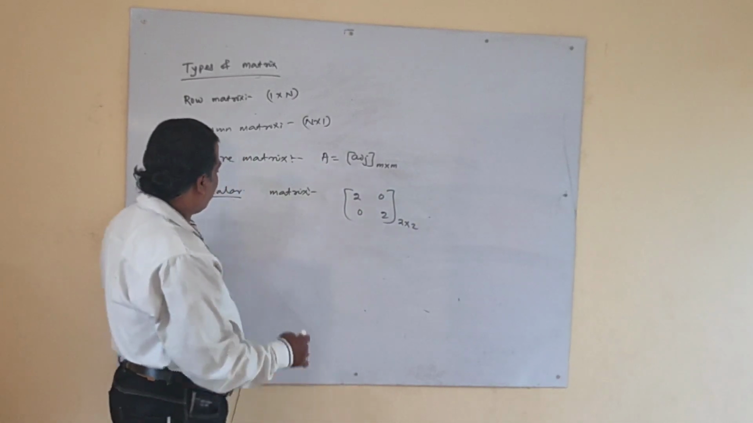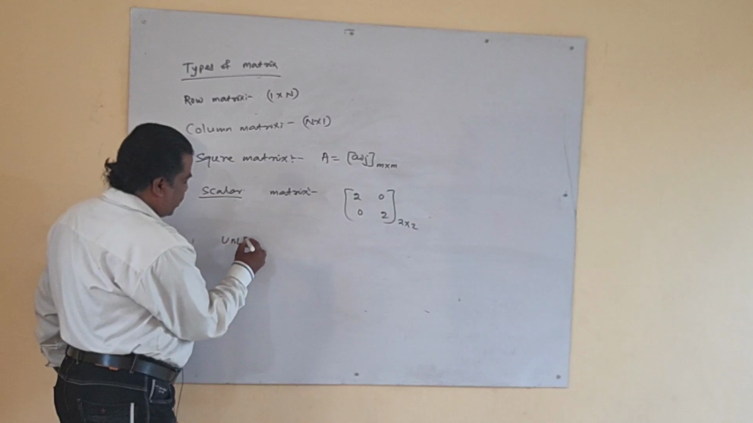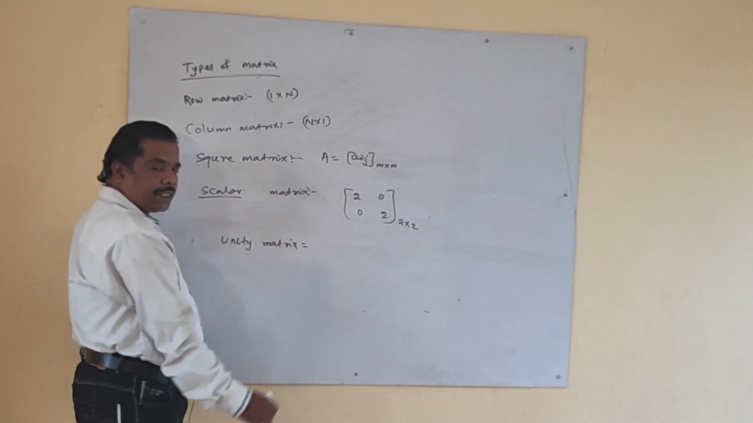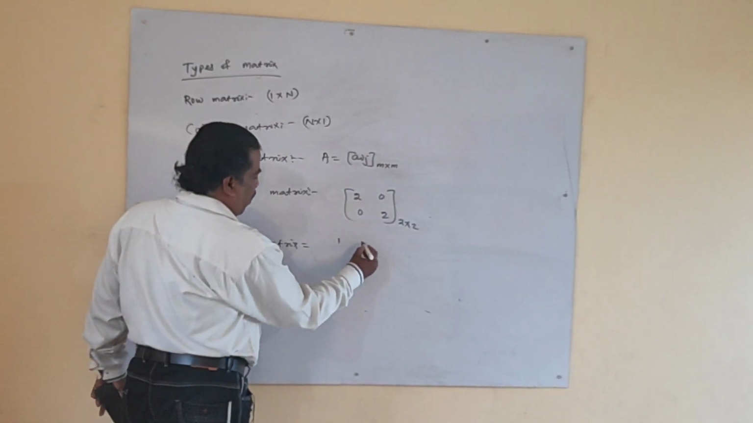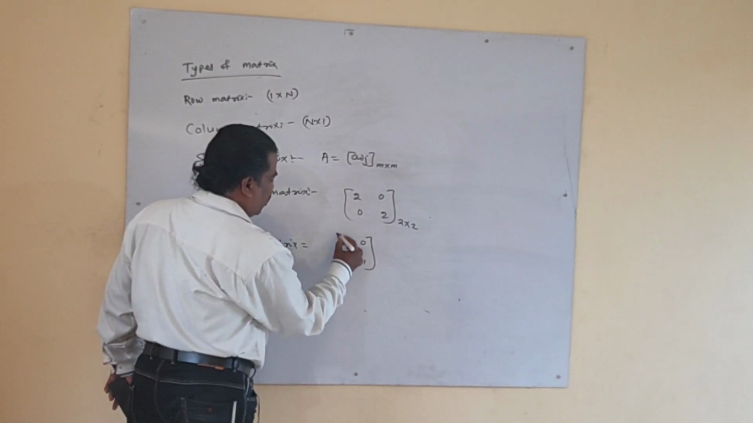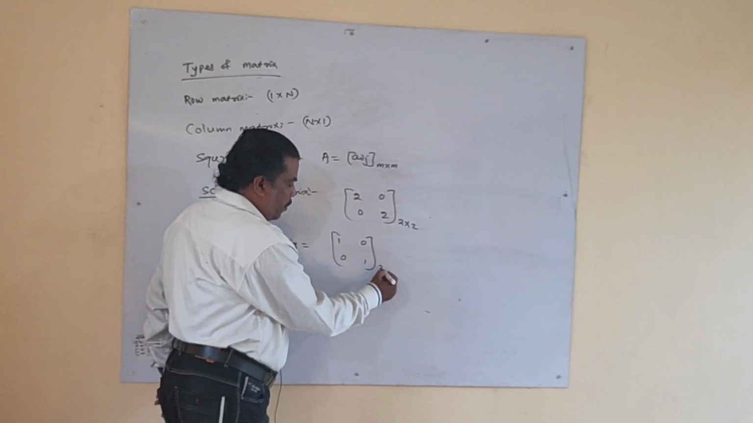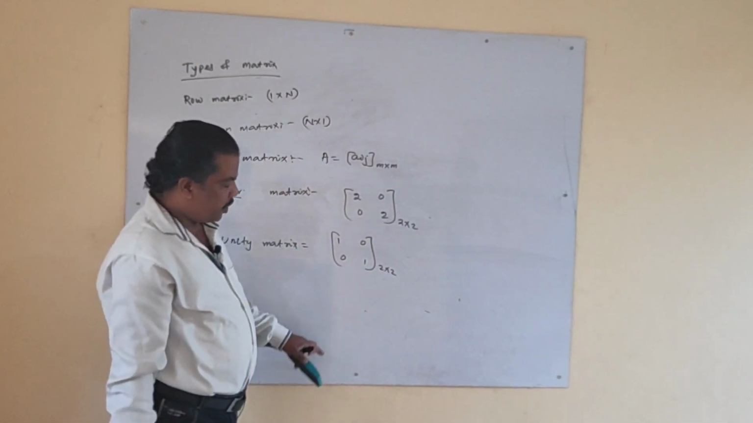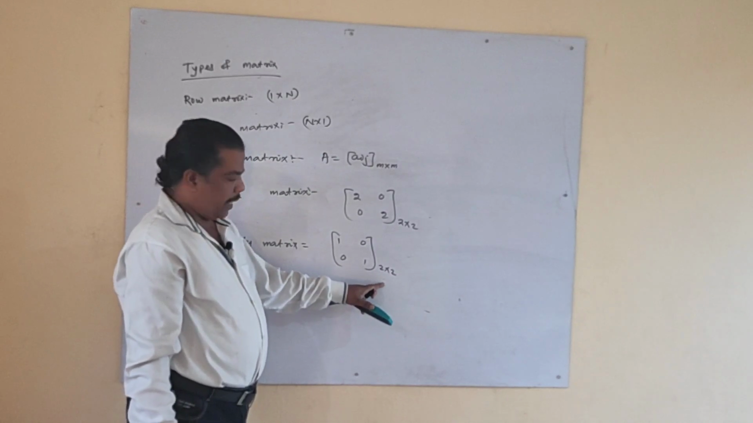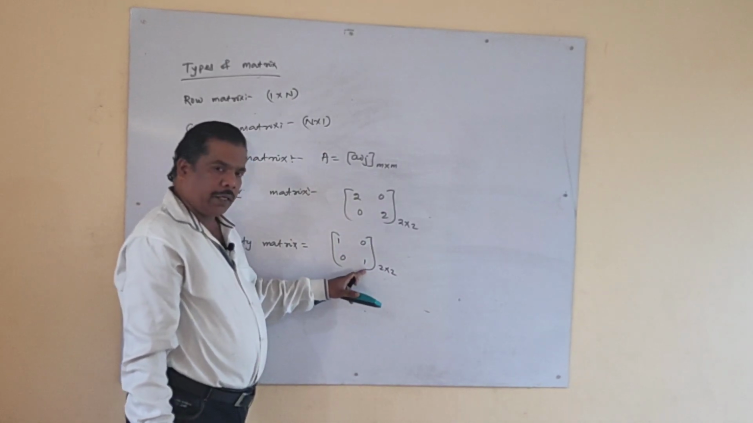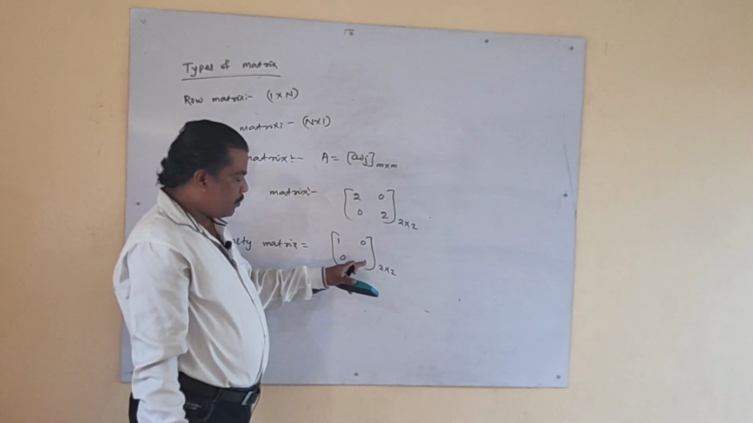If the elements are equal to unity, it is called a unit matrix. Unit matrix, as for example 1 0 0 1. So it is a unit matrix. It is a square matrix. Number of rows equals number of columns. It possesses 2 rows and 2 columns. And except the diagonal all elements are 0 and the diagonal elements are equal to unity.